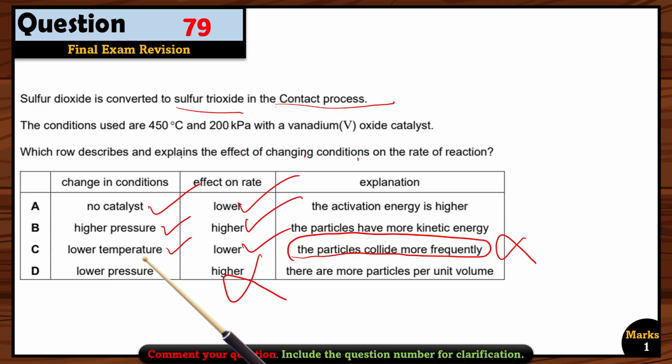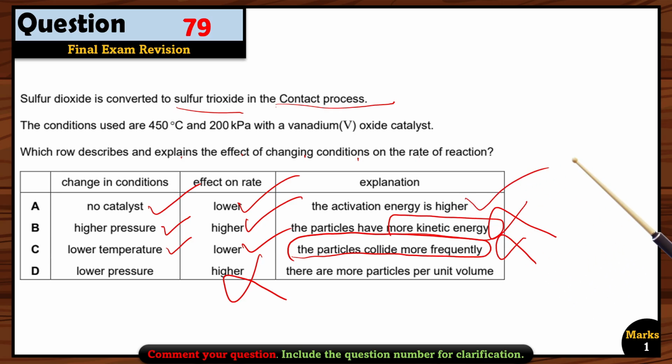Now let's see for higher pressure. If you increase the pressure, the rate of the reaction will be higher because the collisions will be more, right? Why? Because there are more particles in the small volume. What is written here? The particles have more kinetic energy. Wrong. Kinetic energy always depends only on temperature, not on high pressure. Okay, pressure has nothing to do with the energy of the particles. Now we are just left with option A, that is the right option.